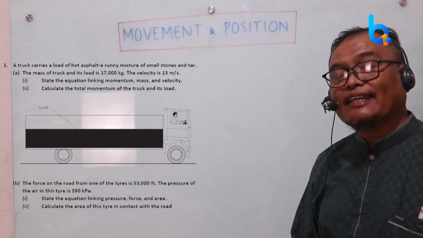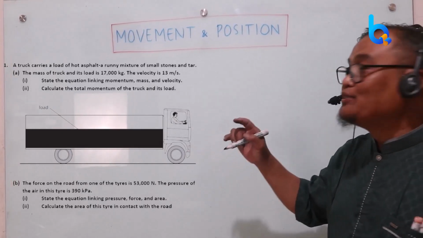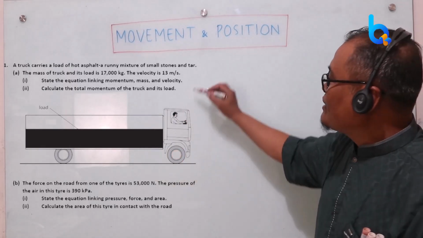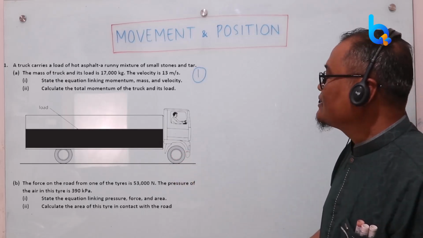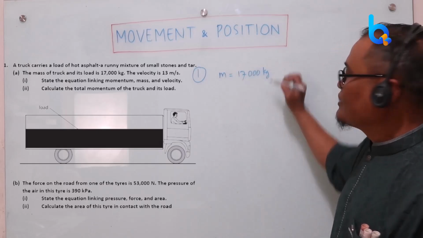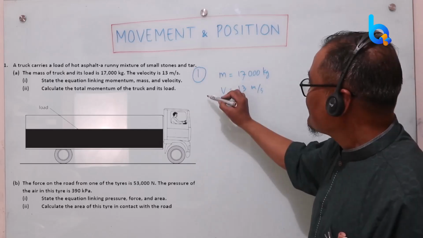We do the exercise. This is very important to make it easier for you to do the exercise. Okay, we can see from the right side, you can see the exercise. Number 1, the mass of the truck and its load is 17,000 kg. So this is known, mass equal 17,000 kilogram. And the velocity is 13 meter per second. So this is A, number 1.